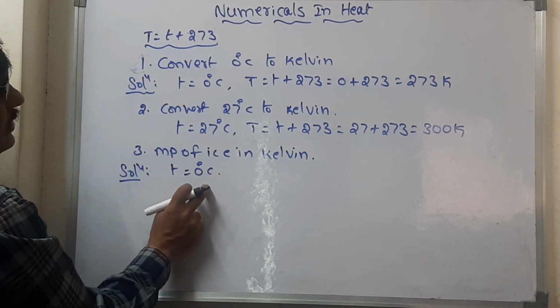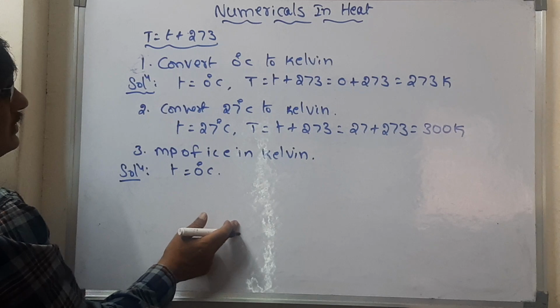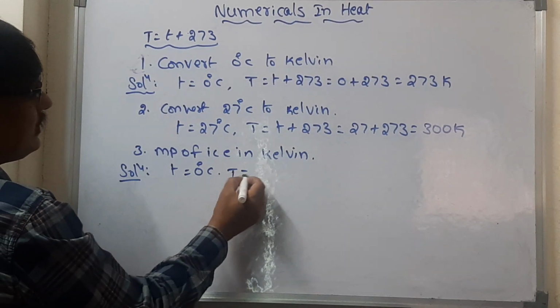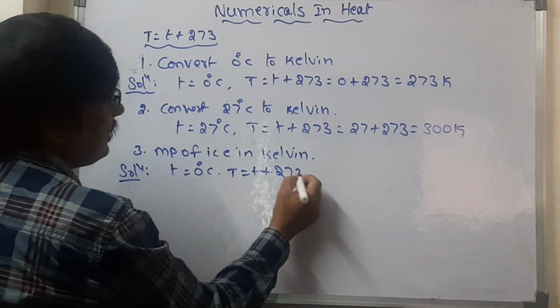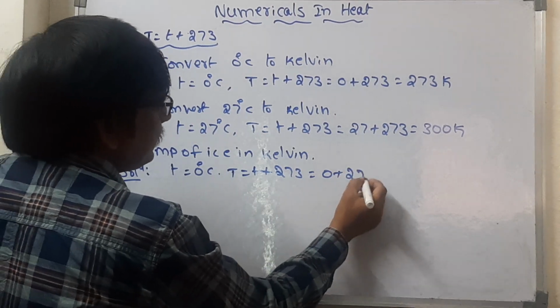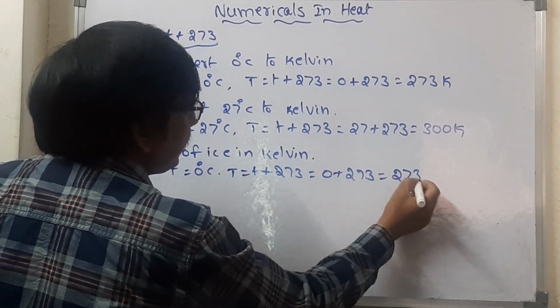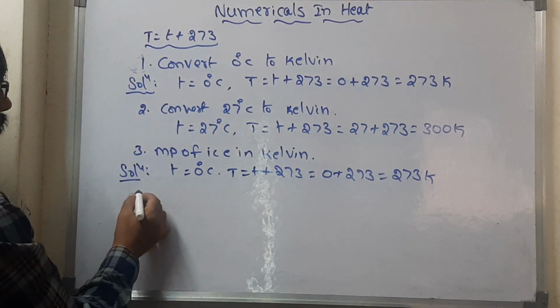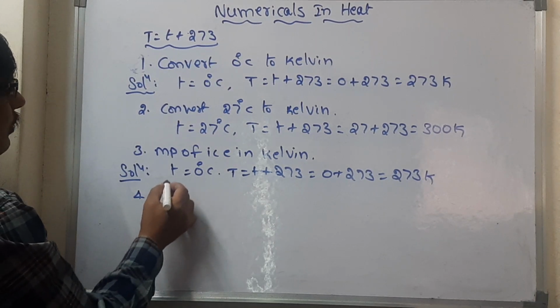So the melting point of ice, convert it into Kelvin. Then again we can do capital T is equal to small t plus 273. That is equal to 0 plus 273. That is equal to 273 K. So like that it will be. And next, one more question will also be asked.